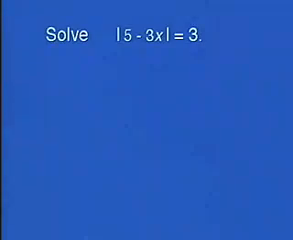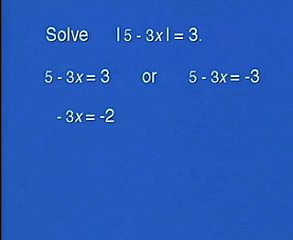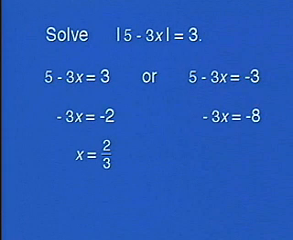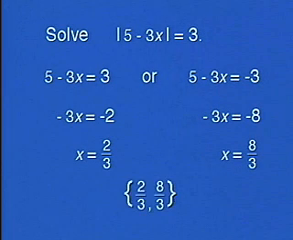Now let's look at an example here that involves the first type of absolute value equation. We want to solve the absolute value of 5 minus 3x equals 3. Now we know that 5 minus 3x must be 3 units from 0. So 5 minus 3x equals 3, or 5 minus 3x equals -3. Now solving the first equation, we have -3x equals -2, or x equals 2/3. And solving the second equation, we have -3x equals -8, or x equals 8/3. So our solution set consists of these two values, 2/3 and 8/3.